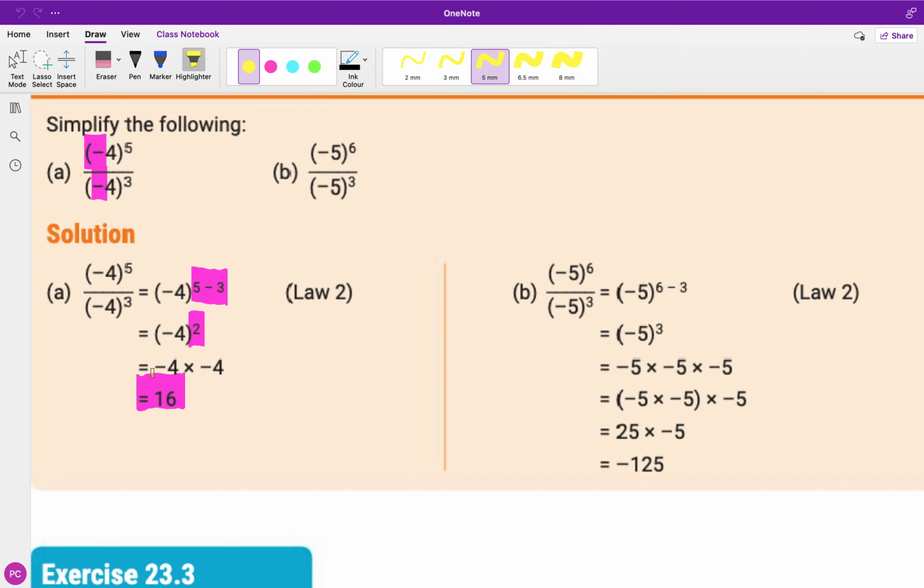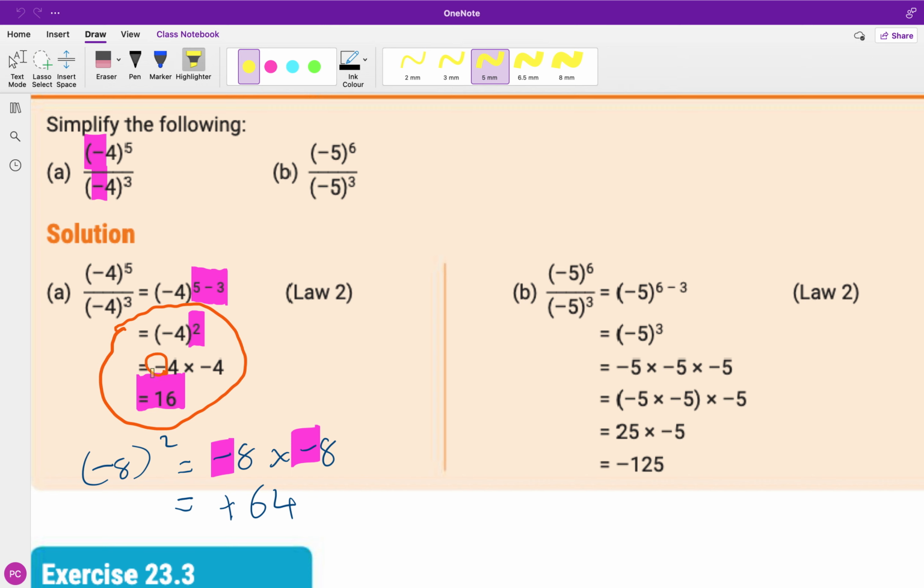But you know that whatever's in the brackets, raised to the power, is just by itself. So if that was minus 8 to the power of 2, that would just be minus 8 multiplied by minus 8. 8 by 8 is 64, but because we have a minus by a minus, it's going to be a plus 64. And that's what you see in the example here. You have minus 4 squared, which gives you minus 4 by minus 4, which gives you plus 16 in the end.